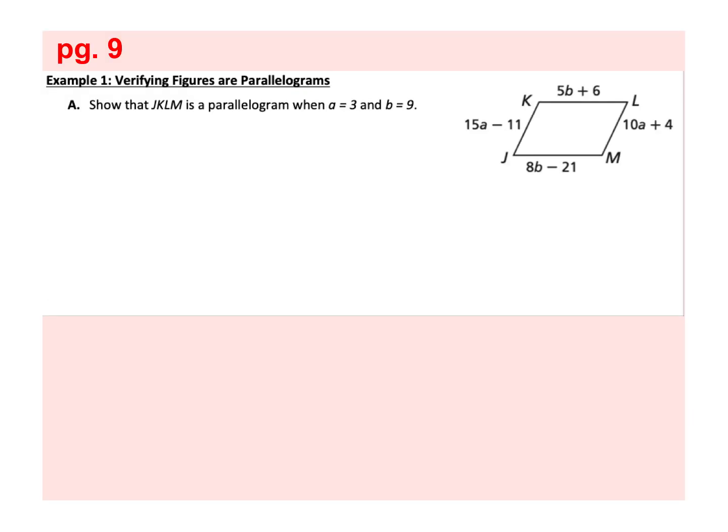Let's verify that the figure is a parallelogram, and we want to show that JKLM is a parallelogram when A is equal to 3 and B is equal to 9. Notice that the sides here don't have numbers on them, but we have values for A. So what we're going to do is start by calculating the measures of these. For side JK, it's 15A minus 11, but I know that A is 3. So we just need to calculate 15 times 3 minus 11. And when you do that, 15 times 3, subtract 11 is 34.